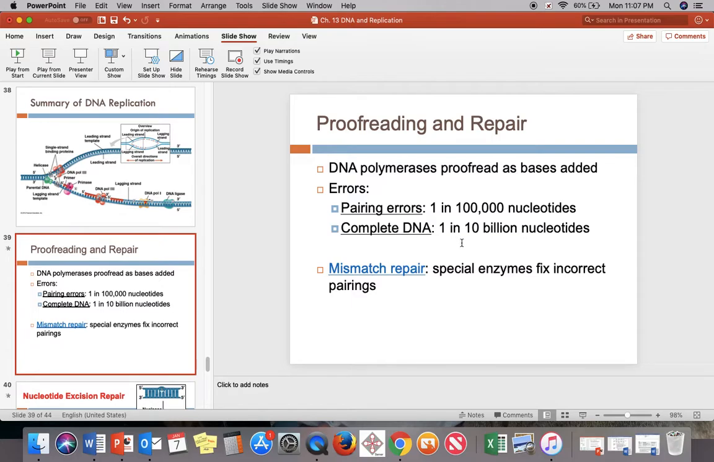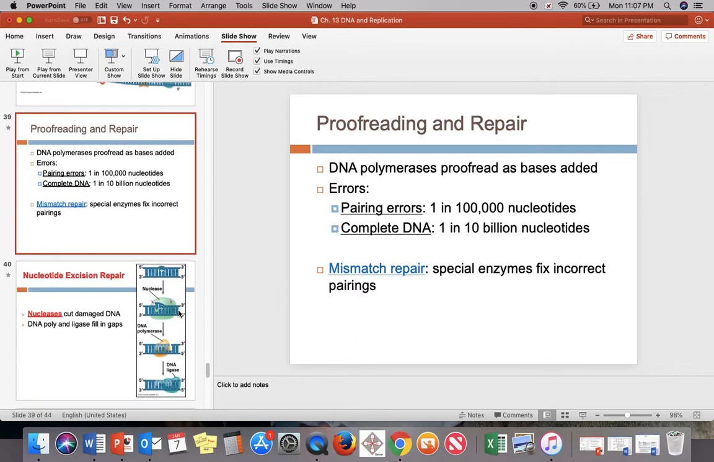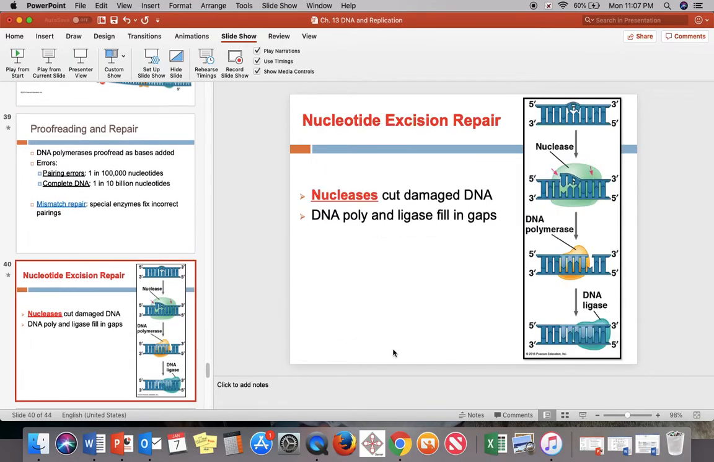Usually there are some errors that occur. Mismatch repair means that there are special enzymes that will come in and fix incorrectly paired nucleotides. So it's flagged by that DNA polymerase. We also have something called nucleotide excision repair.